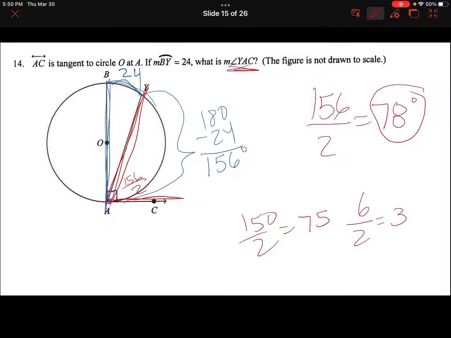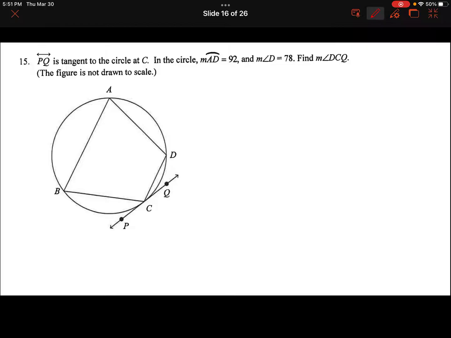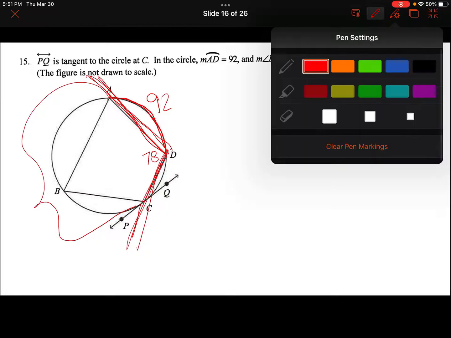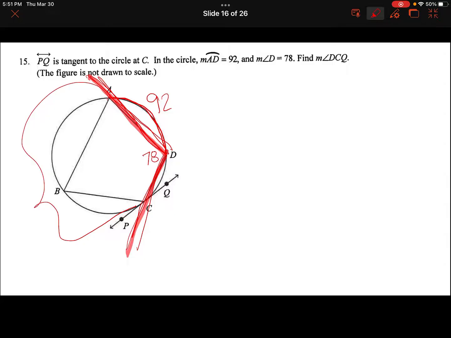Okay. Looking at 15. This tells us that PQ is tangent to the circle. That's good. In the circle, it says the measure of arc AD, right here, is 92. The measure of angle D is 78. So before I even really look at what I'm trying to find, I'm going to complete as much of this figure as I can. The measure of angle D is 78. That is an inscribed angle, which means that the arc that it intercepts, which is all of that. Maybe I should do this in highlighter so I can see a little bit better. That's the inscribed angle, and it intercepts this entire arc right here.